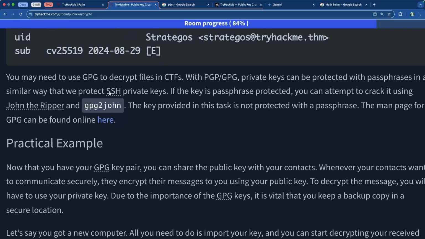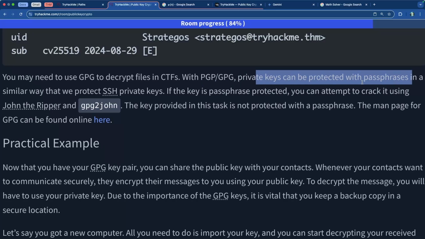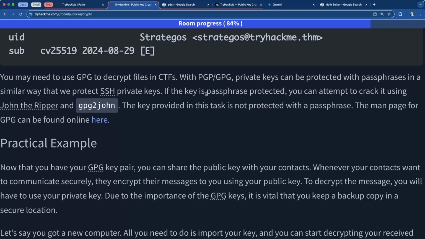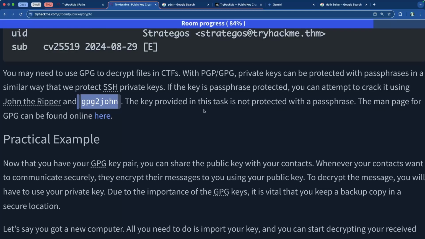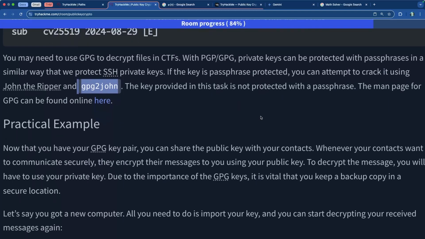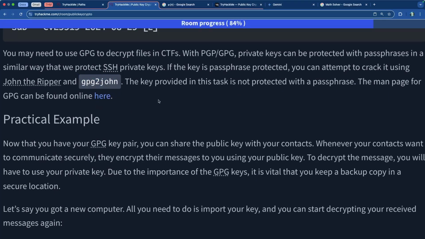So you may need to use GPG to decrypt files in CTFs. With PGP and GPG, private keys can be protected with passphrases in a similar way that we protect SSH private keys. If the key is passphrase protected, you can attempt to crack it using John the Ripper and gpg2john. The key provided in this task is not protected with a passphrase. The man page for GPG can be found online.